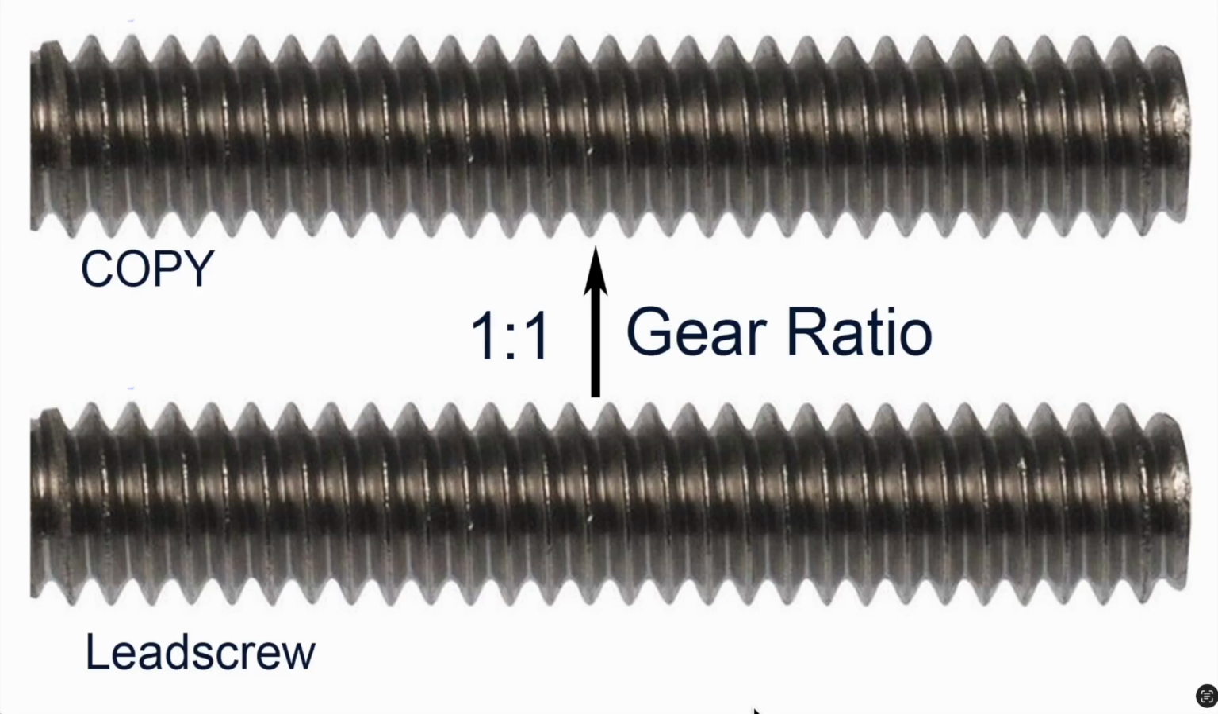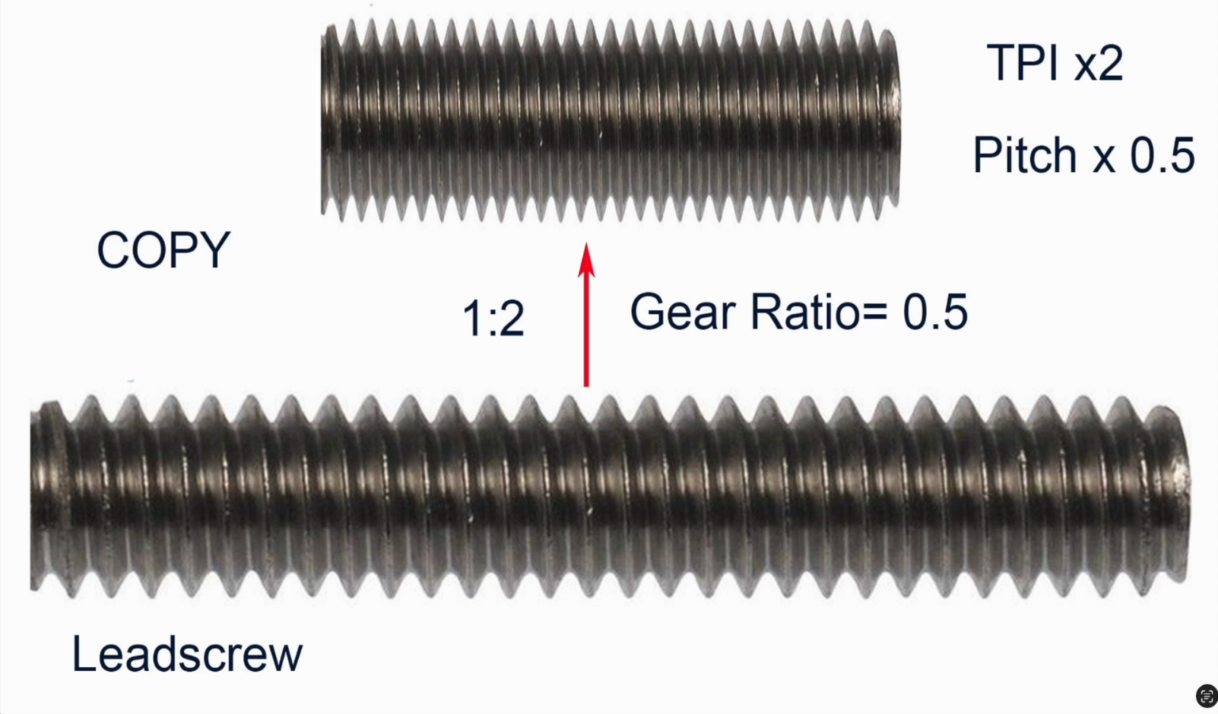At the most basic level of screw cutting, we're simply copying the lead screw onto the piece of work we're cutting a thread on. So if there's a 1-to-1 ratio between the number of turns of the spindle and the number of turns of the lead screw, we get an exact copy of the lead screw pitch. So if the lead screw has 8 threads per inch, the thread we end up with is also going to have 8 threads per inch.